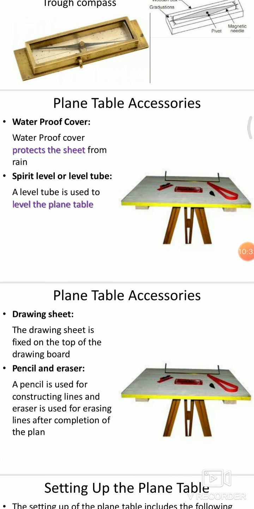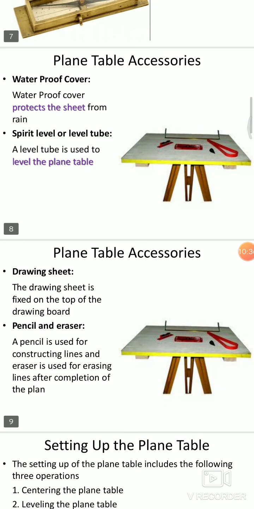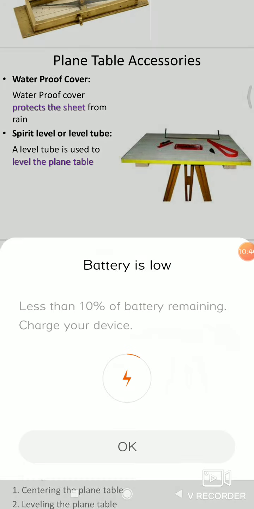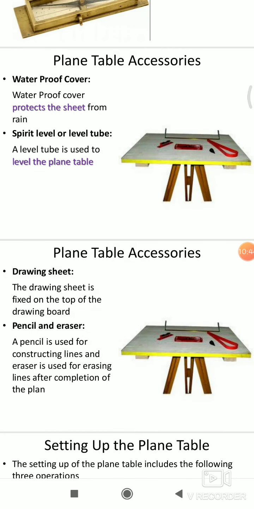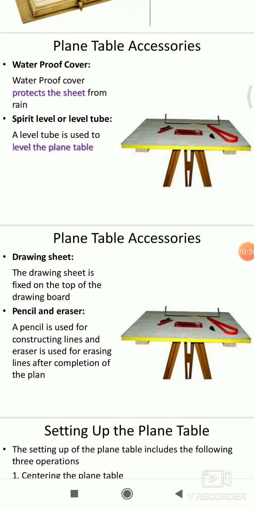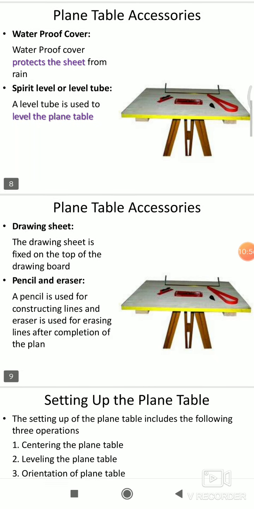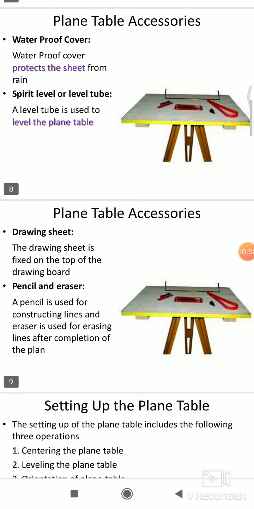Next is the plane table accessories. The next accessory is the waterproof cover. The waterproof cover protects the sheet from the rain. When we go to do the survey and rain comes, the waterproof cover protects the drawing sheet from the rain. Next is the spirit level or level tube.